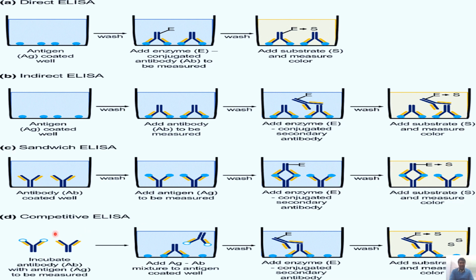In the case of the competitive ELISA, you can see that these are the antigens which are attached with enzyme, and another antigen without the enzyme. These antibodies have the antigen, and this antibody has no antigen, and these two compete with each other, and it will produce the color.